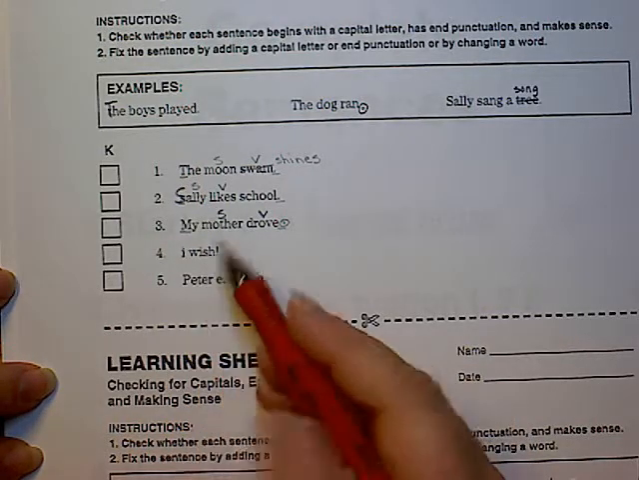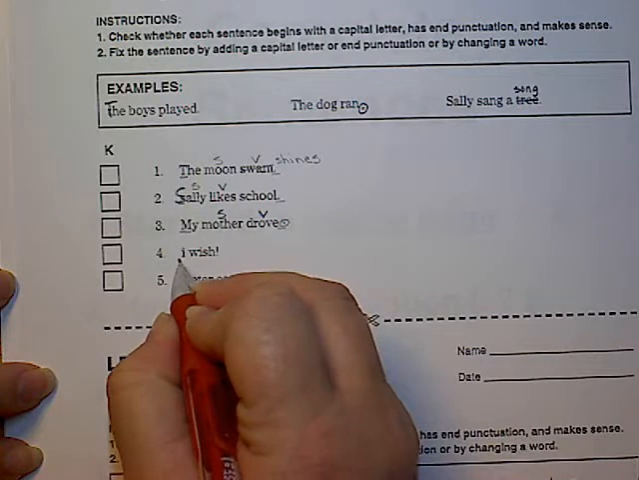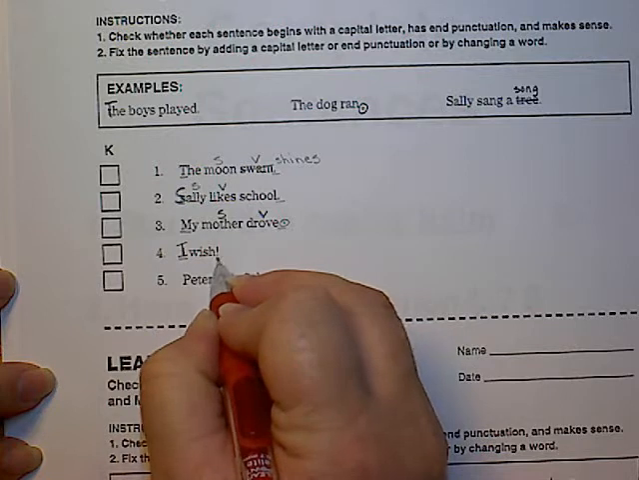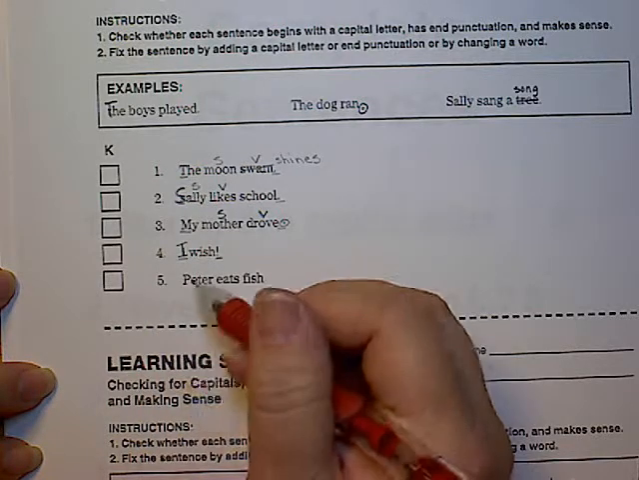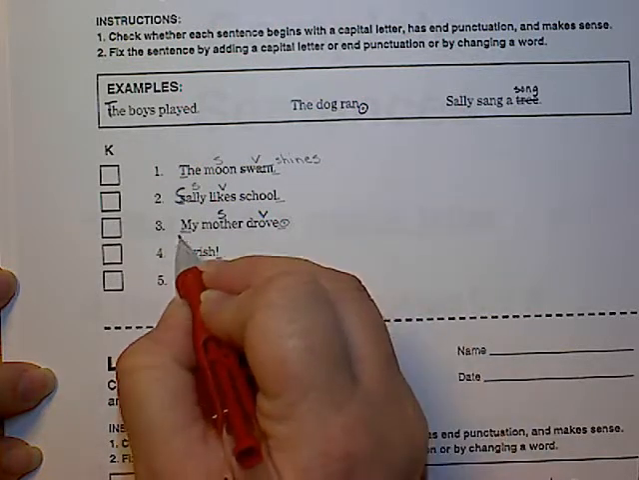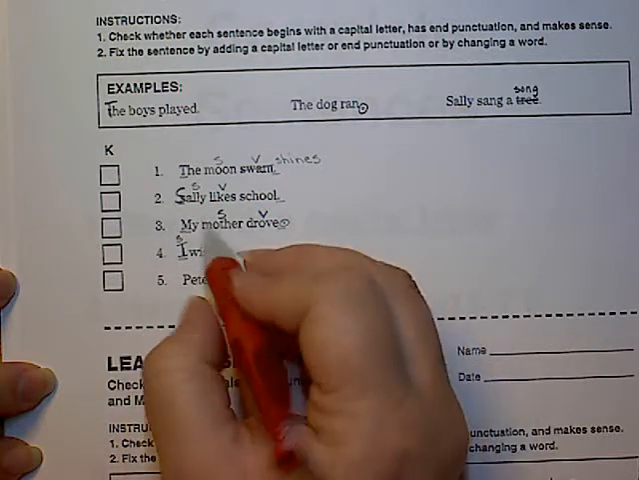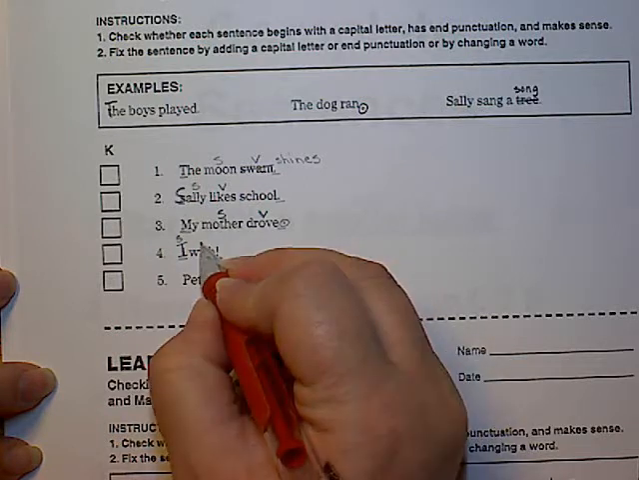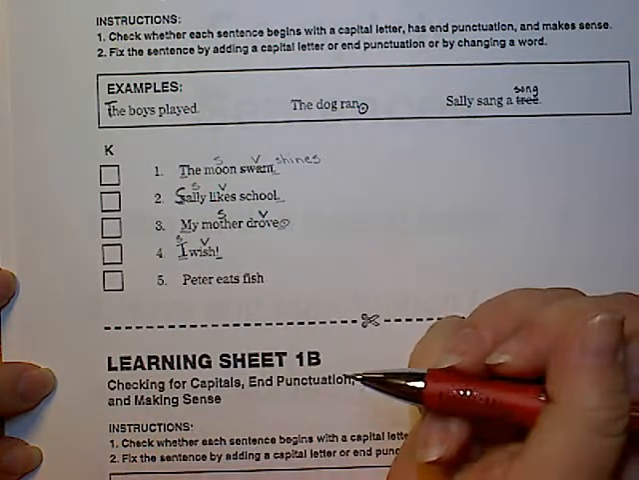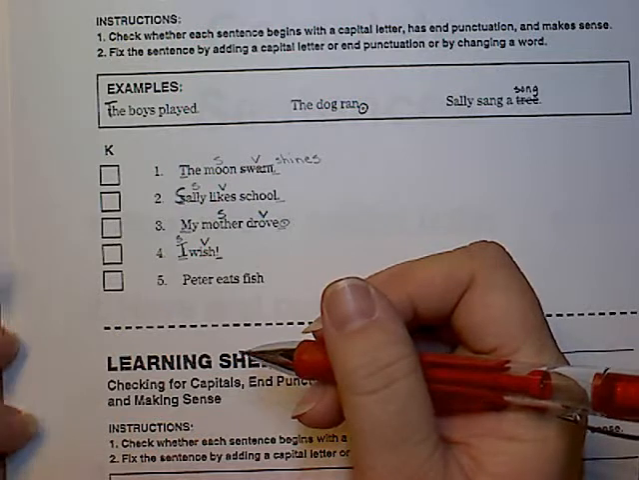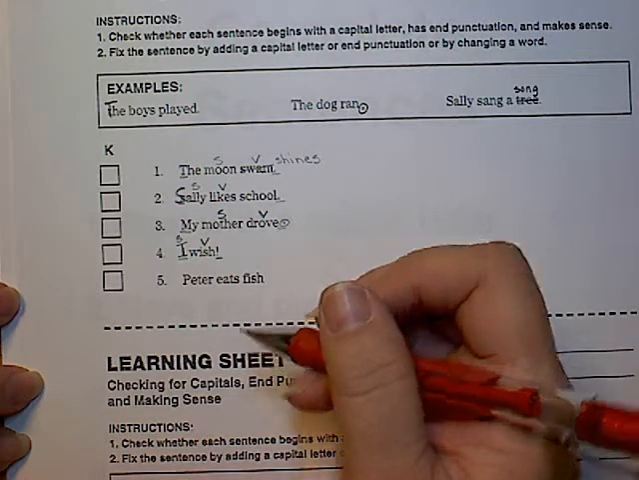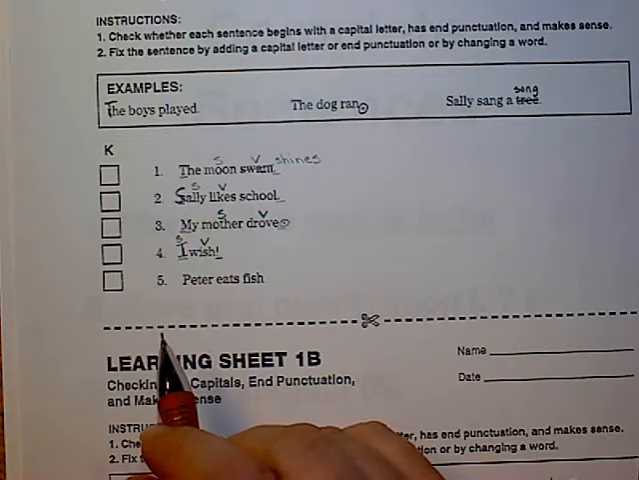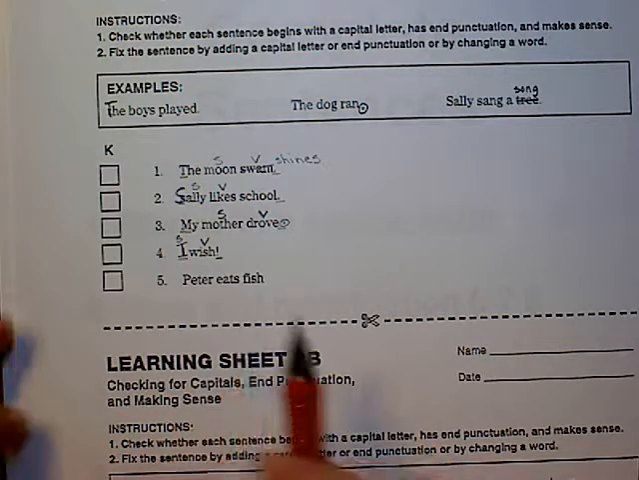Let's go back to this one. Does it have a capital letter? No, it does not. I need to fix that. Does it have end punctuation? Yes, it does. And I need to note my subject. The sentence is about I. And what is the verb? What is happening? Well, it's a brain or a mind verb, and it's a wish. So there's my verb. Now, does it make sense? I wish. Yes, it does. It makes perfect sense. If you wanted to, you could even read it with attitude. I wish. And it still makes sense.